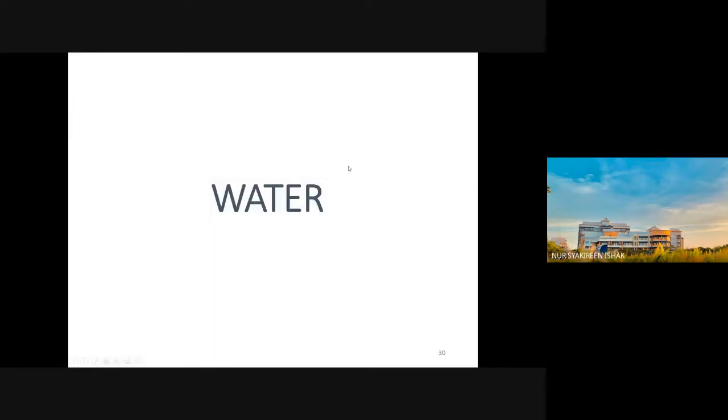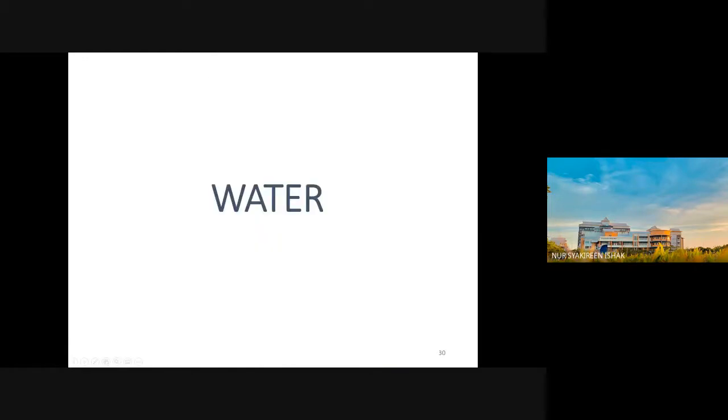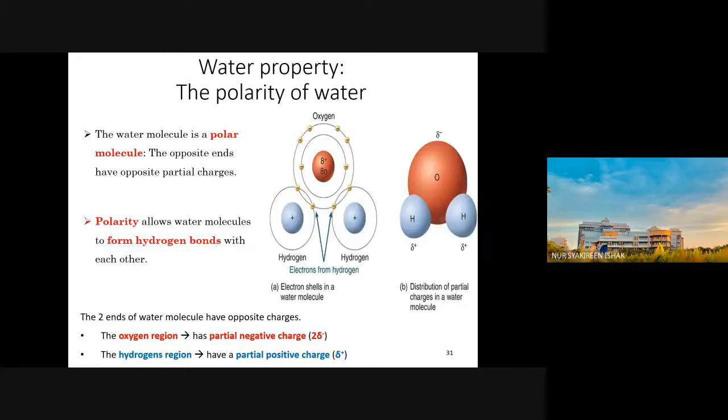Okay, so today's lecture we are going to cover the subtopic of water, and after that we are going to look at proteins. My notes are a little bit elaborated, so if you think you need to jot down any point, feel free to jot it down.